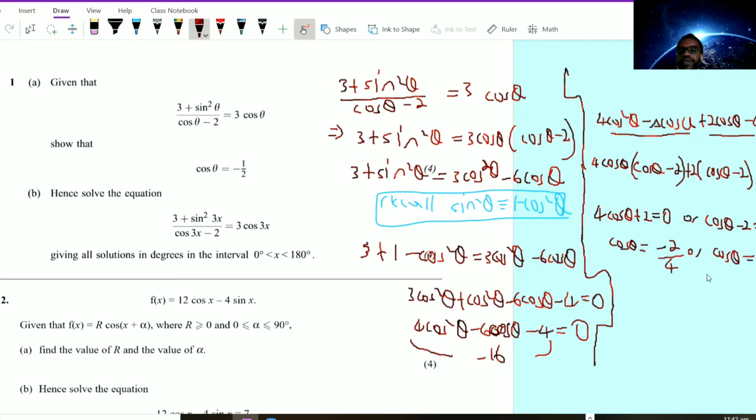Now, of course, cos theta being equal to 2 is impossible. It's not applicable, since cos theta has a range between negative 1 and positive 1. So that's out. So over here, cos theta is equal to negative a half, which is exactly what we wanted. All right, so we can have QED. That's exactly what we wanted.